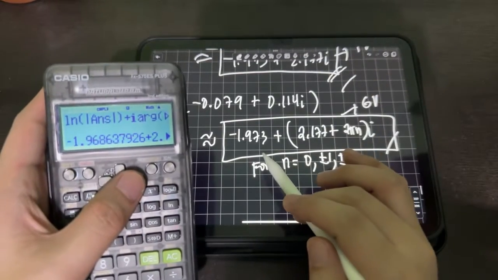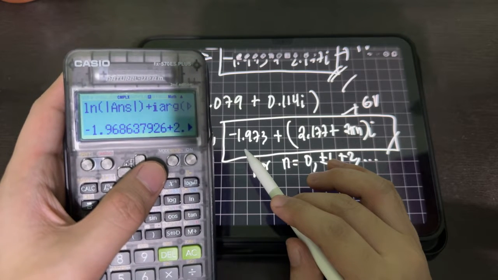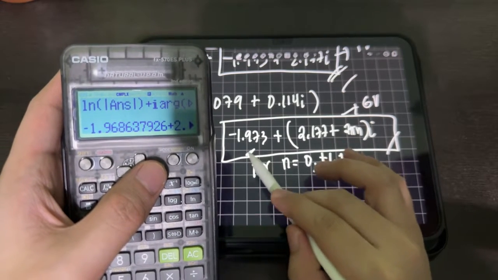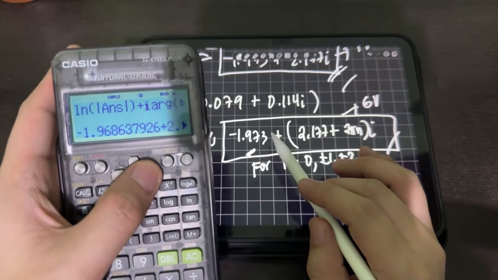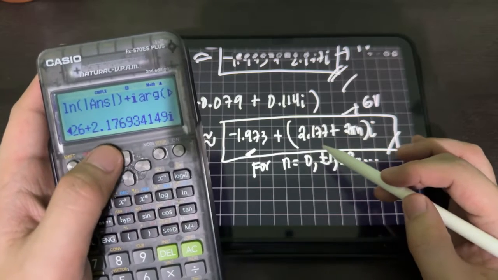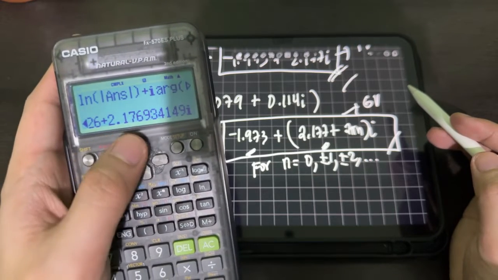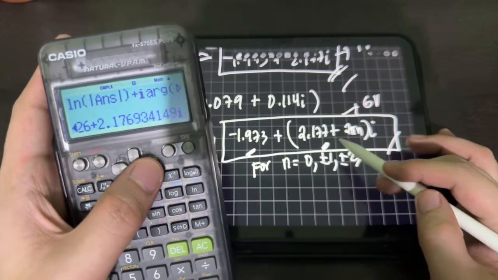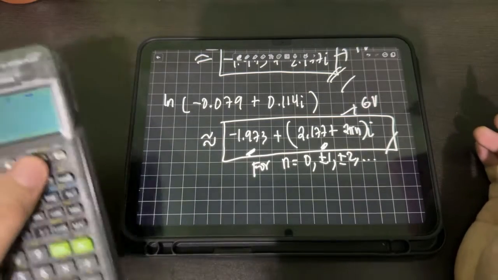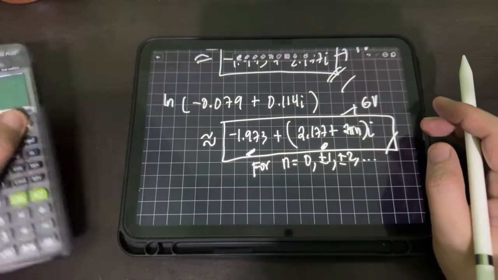But if you approximate this to the nearest one decimal place, they are approximately equal. How about the imaginary part? 2.177. So it's quite close for the imaginary part, approximately the same up to 3 decimal places. So that's how to check your answer using your calculator.